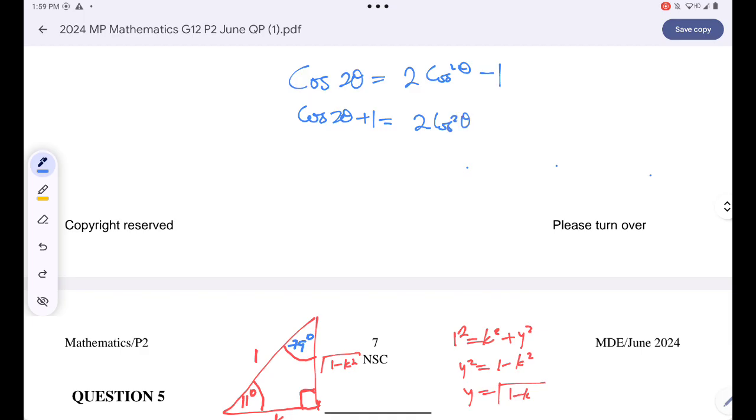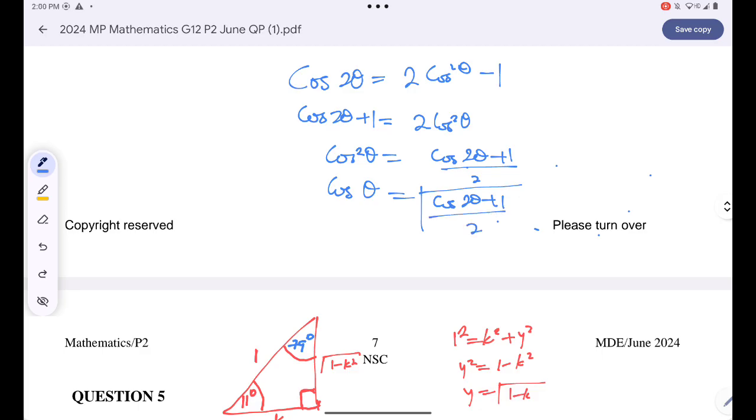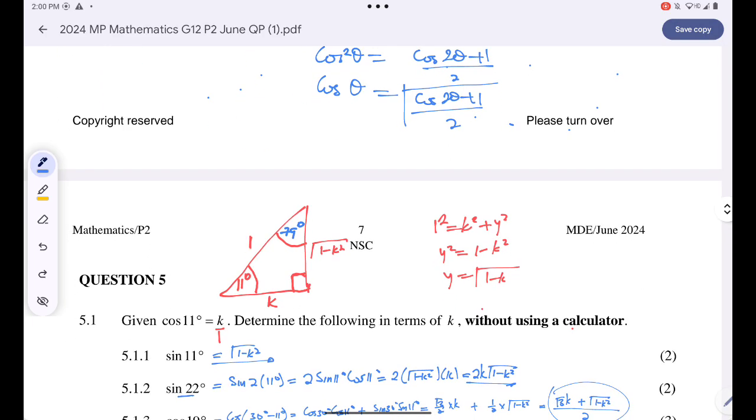If I divide both sides by 2, I'll end up having cos squared theta is just equal to cos 2 theta plus 1 all over 2. And then cos theta is just the square root of cos 2 theta plus 1 all over 2. So if, guys, I have cos of 5.5, are you together? Cos of 5.5 can be written as the cos of 11 over 2. Are we together? But I was given the cos of 11.